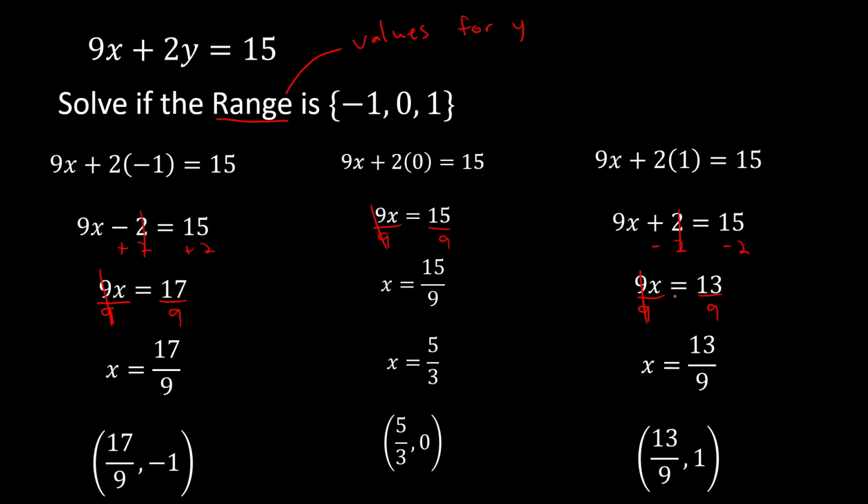So to recap, what we do is just simply plug in the different values that are given to us and solve for the missing part and write your final answer as an ordered pair.